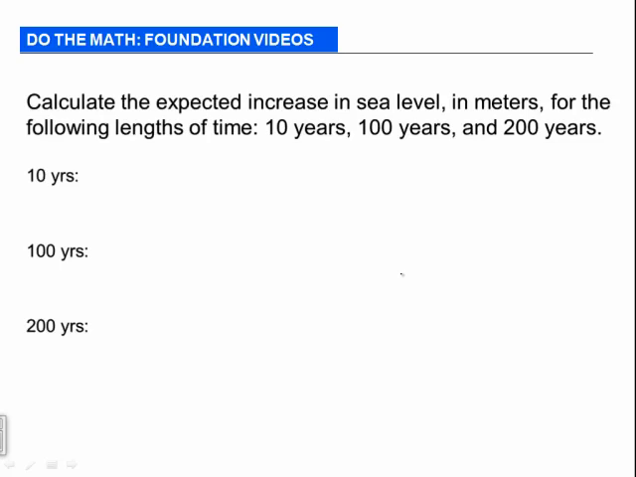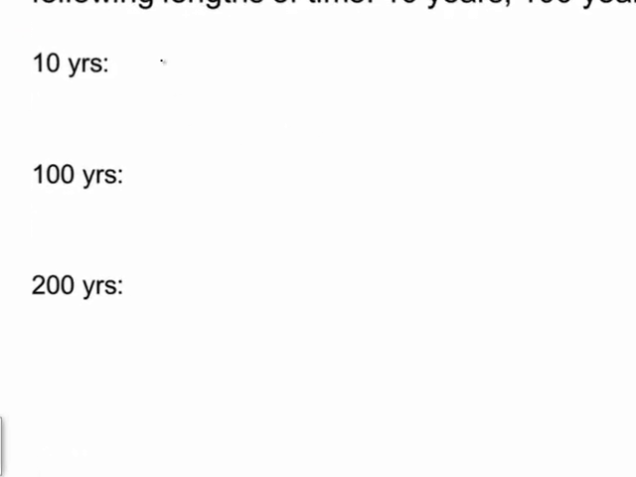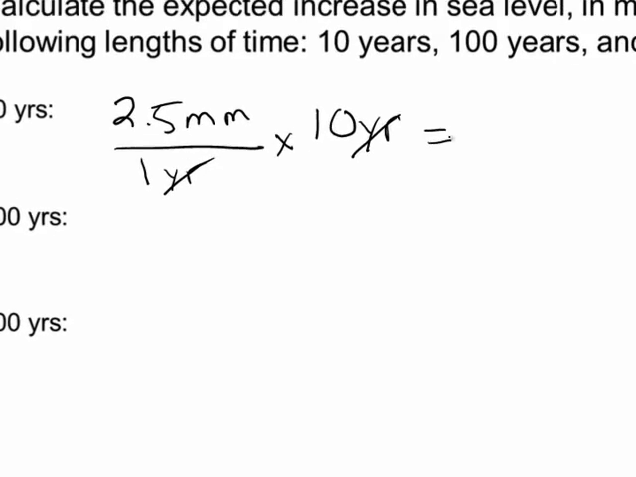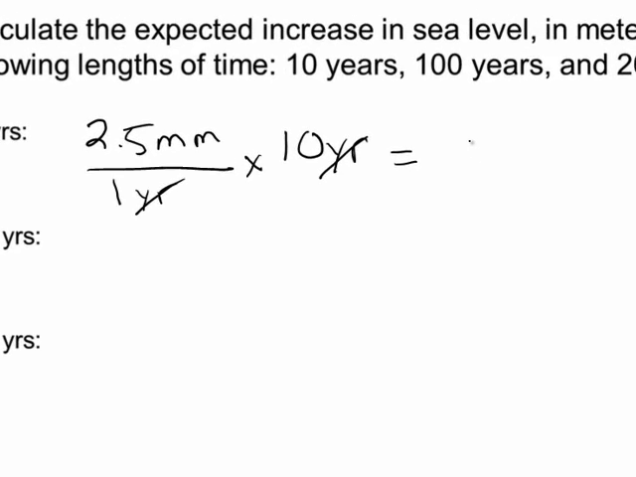So for 10 years, I know that you're going to take 2.5 millimeters in 1 year. That's the rate that they're going to increase. If you times that by 10 years, notice that the years cancel. And so if you take 10 times 2.5, I don't even need a calculator, that would be 25 millimeters.